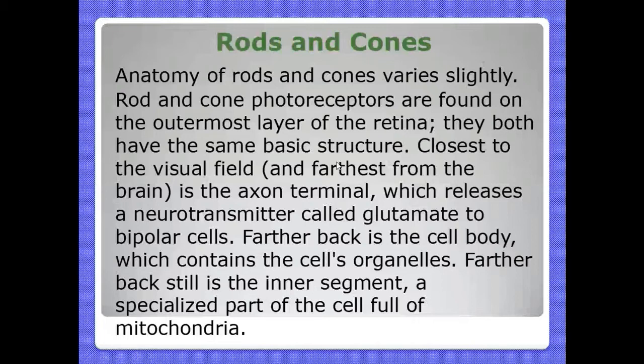The axonal terminal is closest to the visual field, which releases a neurotransmitter called glutamate to the bipolar cells. Farther back is the cell body of these cells, which contains the cell's organelles like Golgi apparatus, mitochondria, and so on. Farther back still is the inner segment of the rods and cones. It is a specialized part of the cell full of mitochondria.